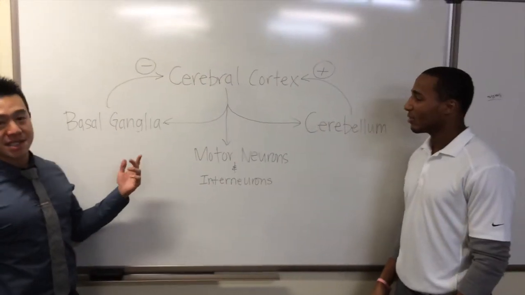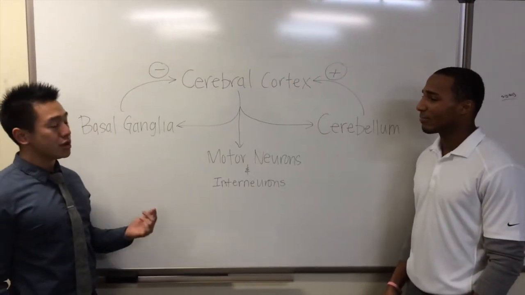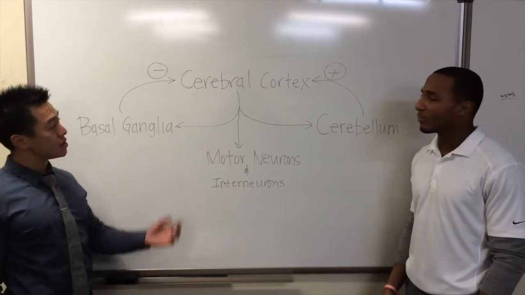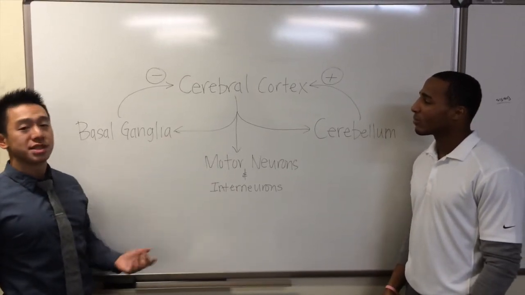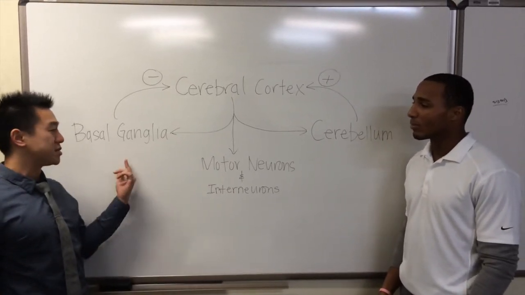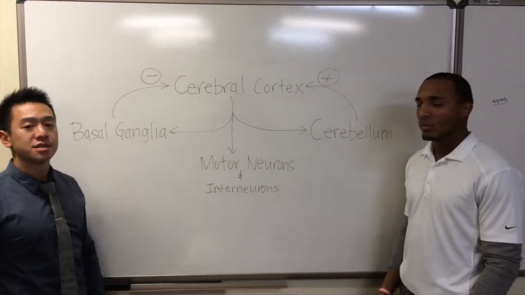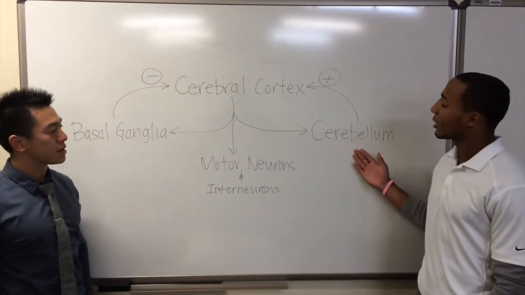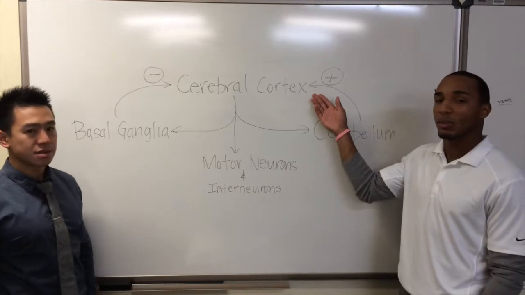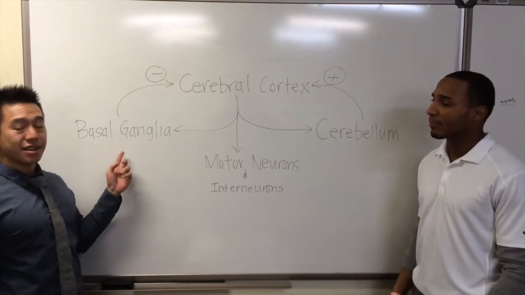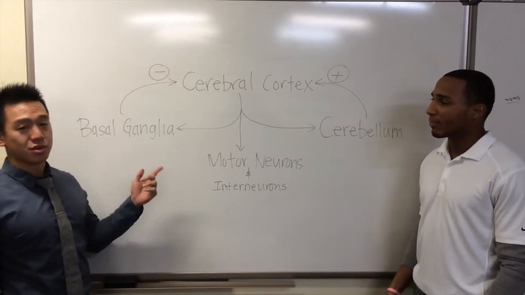What you see here is a basic schematic of what actually happens in the human brain when you try to initiate some type of movement. So the cerebral cortex is going to send chemical messengers and neurotransmitters to both the basal ganglia and the cerebellum. The cerebellum is responsible for sending excitatory signals to the cerebral cortex. And the basal ganglia will send inhibitory signals to the cerebral cortex.